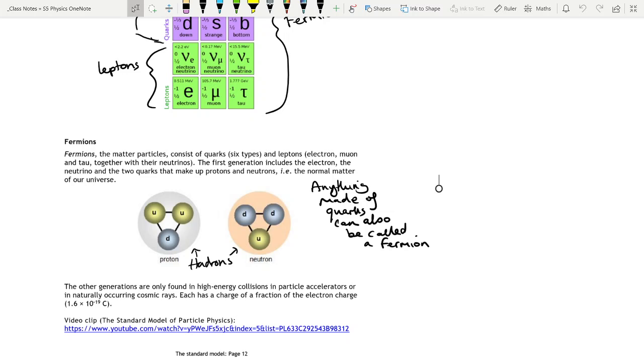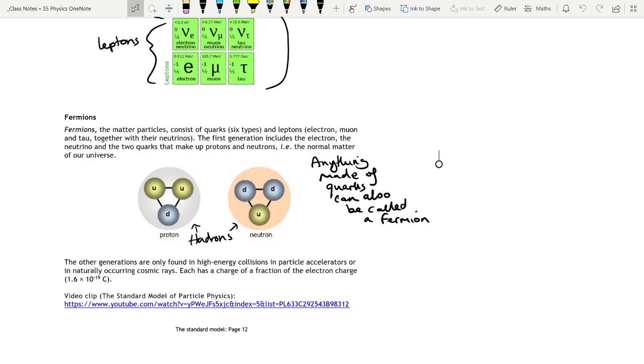Okay, so just a lot of new words here. A proton is made up of 2 ups and a down. A neutron is made of 2 downs and an up. I've written hadrons there because we're going to talk about what a hadron is in a second. Generation 1, that first column, is what we're going to be coming across most often. Generations 2 and 3 are only found in high energy collisions in particle accelerators. So most of the stuff that we know about, protons and neutrons, is made up of everything in generation 1.